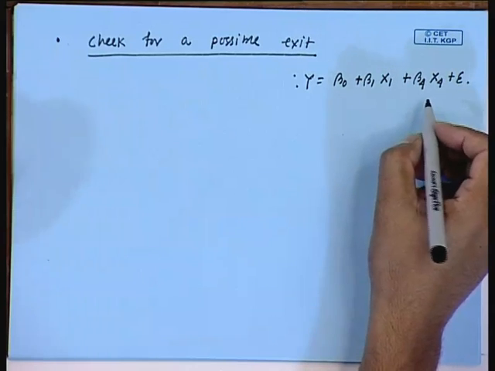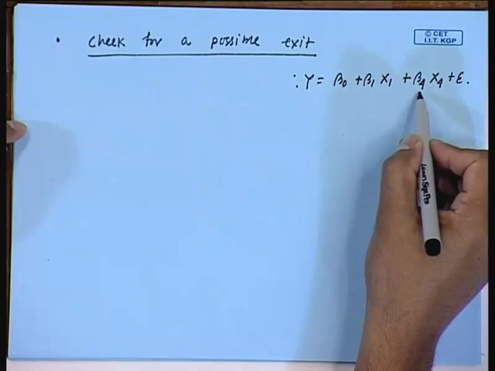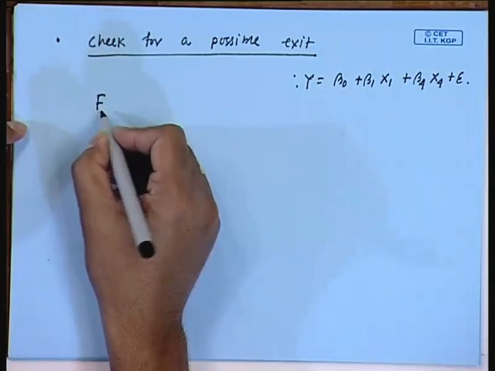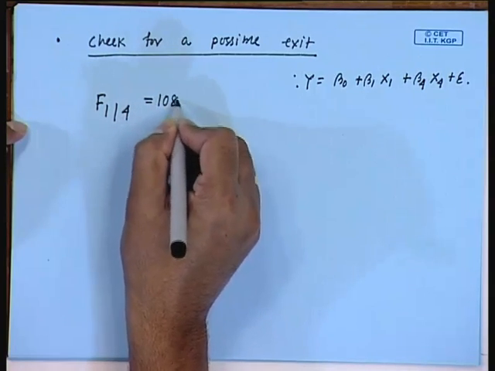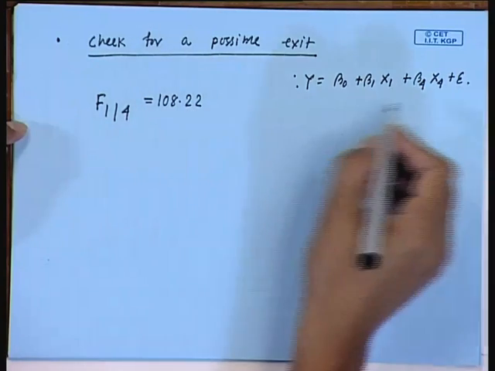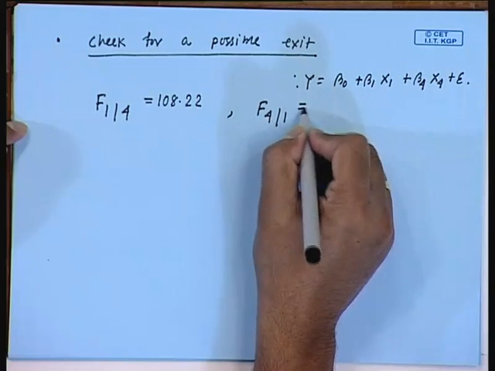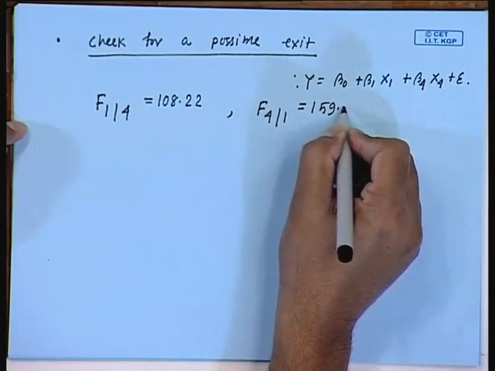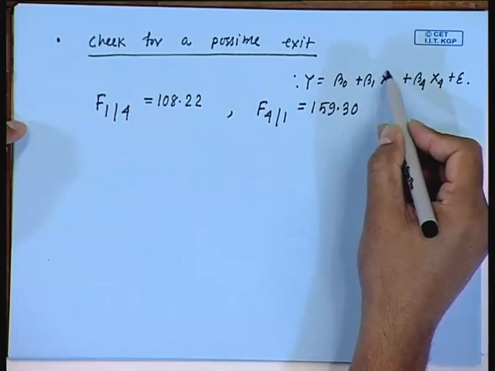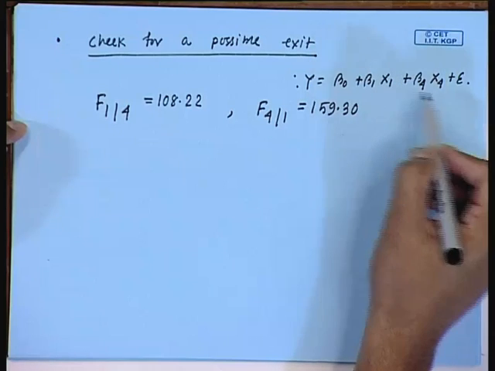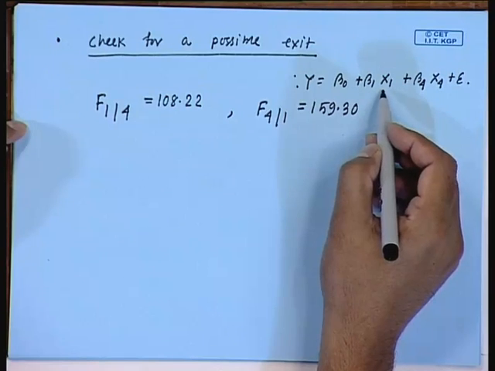And now, of course, x1 is significant in the presence of x4, because the f value is f14. We compute these two partial values: f14, which is equal to 108.22, and the other one also we check, f4 in the presence of 1, which is equal to 159.03. See, this is the last added regressor. So, of course, this one is significant in the presence of x4, that is why it has been included in the previous step.